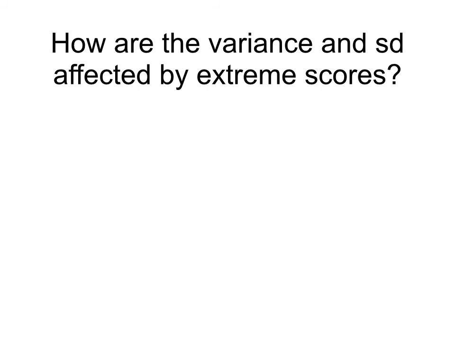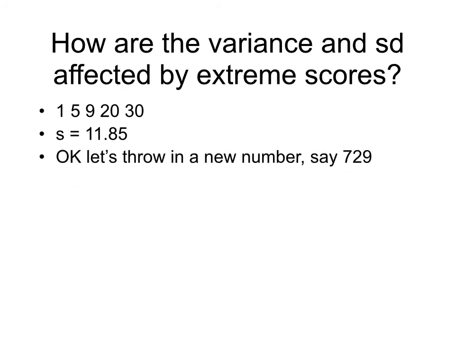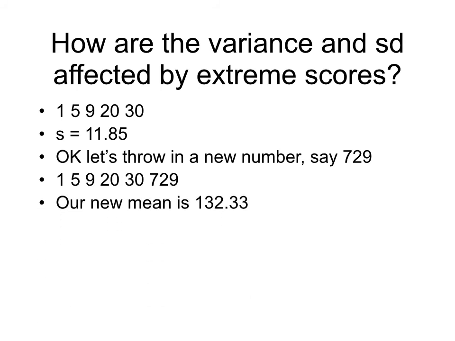Now, how are the variance and standard deviation affected by extreme scores? Extreme! I always think of Harold and Kumar when I read the word extreme. So 1, 5, 9, 20, 30, our standard deviation was 11.85. Right, we just calculated that. Okay, let's throw in a new number. How about 729? I don't know, I just picked a number. 1, 5, 9, 20, 30, 729. Well, our new mean is now 132.33; before it was 13. It went up by a factor of 10. Wow. And our new variance is, let's see, 85,555.067. I'm not going to go calculate that.